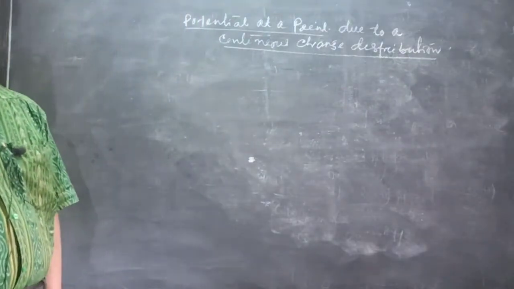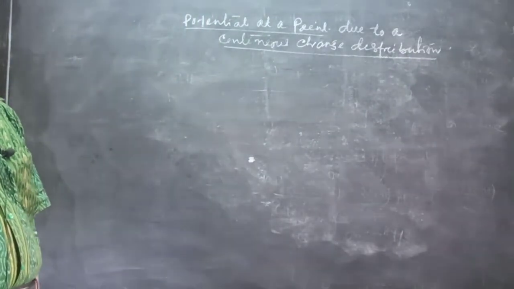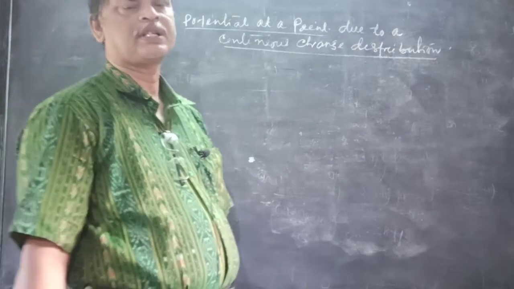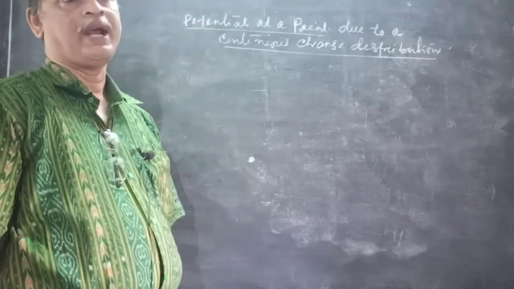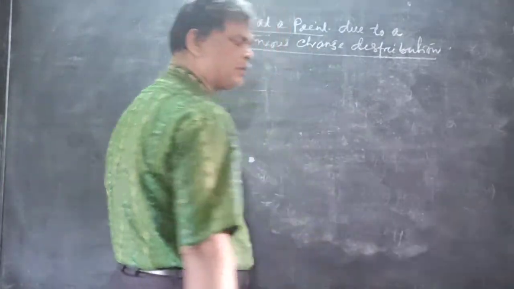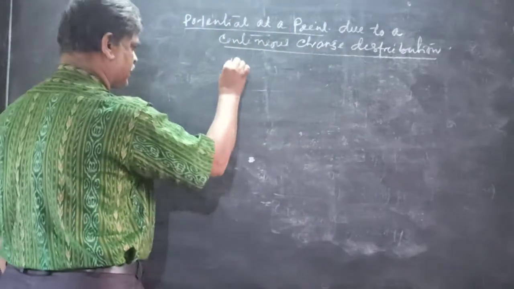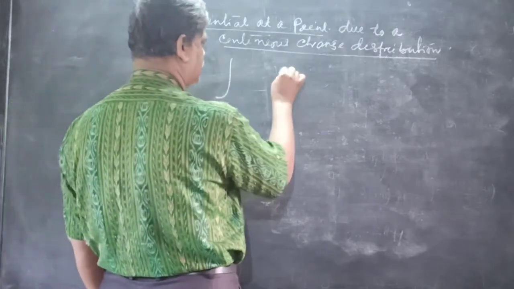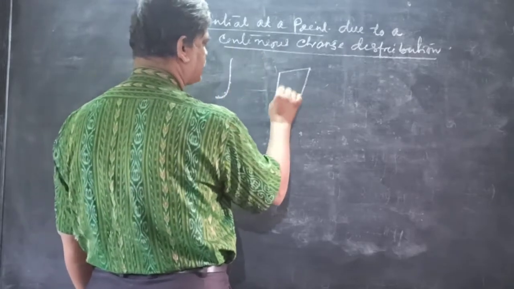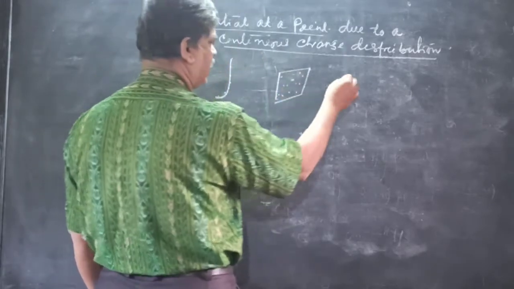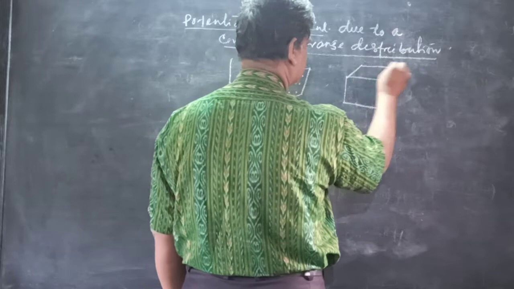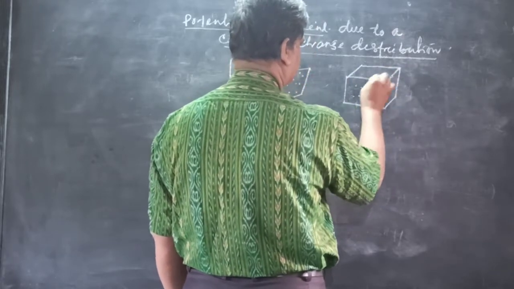The potential at a point due to a continuous charge distribution. We should already know continuous charge distribution, as we studied it in electrostatics. The charges are distributed in three different ways: one is the linear charge distribution, another the surface charge distribution, and the volume charge distribution. Whatever it may be, linear, surface or volume. Suppose this is a linear charge distribution. This is a surface charge distribution. The charges are distributed throughout this surface area, and this is the volume. Suppose this is the volume. Clear? The charges are distributed throughout the volume.